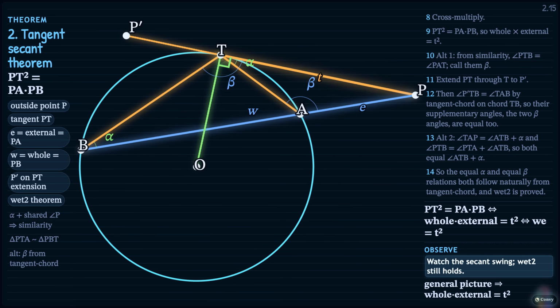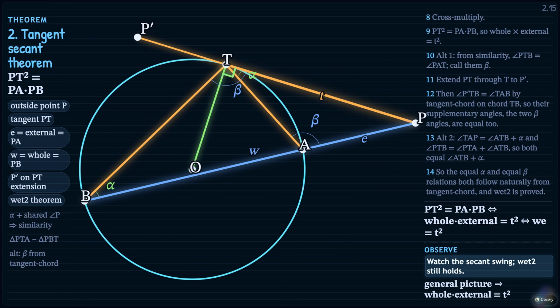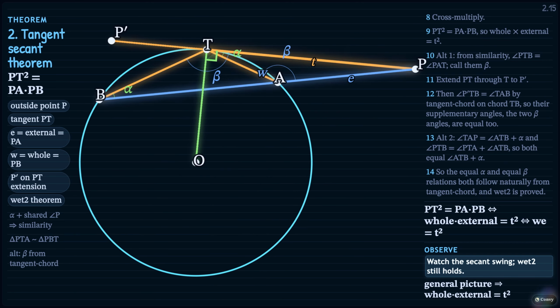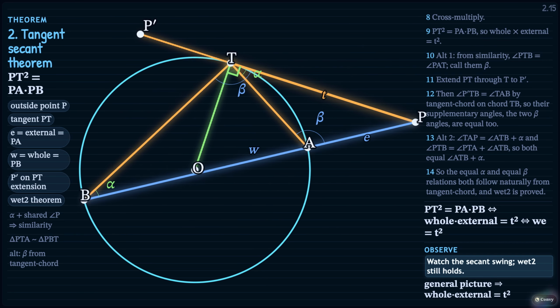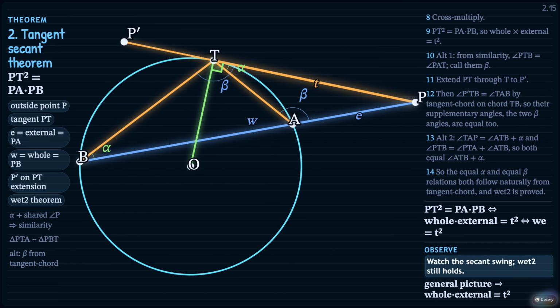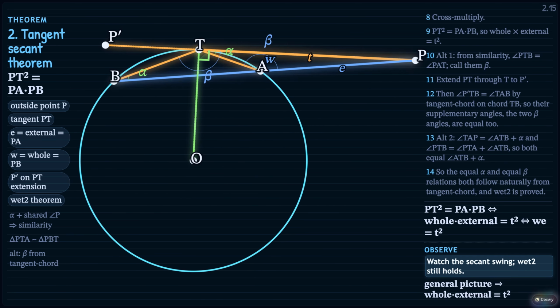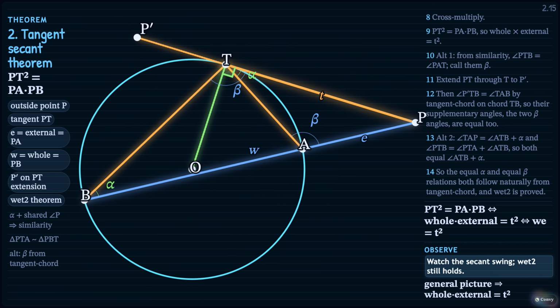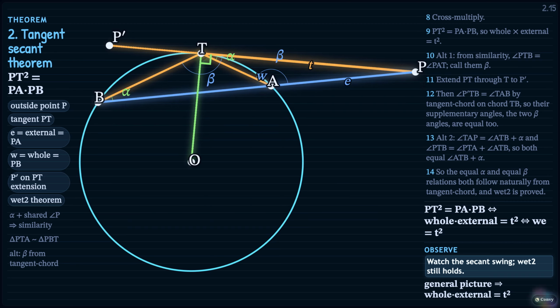Now pause on the finished theorem and just watch the picture move. The outside point, the secant, and the tangent can all shift, but the relation still survives. Whole times external still matches the tangent square. That is the point to remember. This is a general theorem, not a lucky diagram.